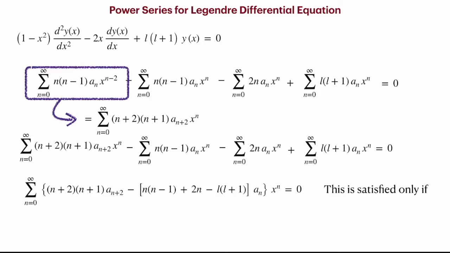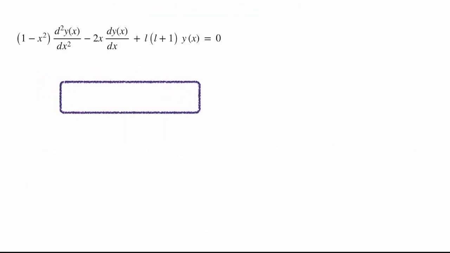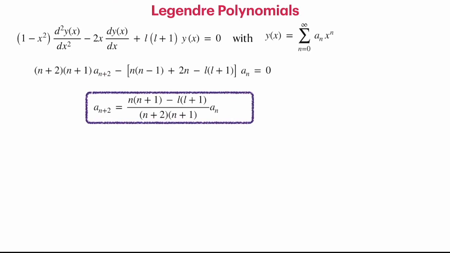So this equation is satisfied if and only if the coefficient of x to the power n is 0. So that is (n+2)(n+1) a_(n+2) minus n(n-1) plus 2n minus l(l+1) a_n is equal to 0. There is no x to the power n here. So this is essentially our recurrence relation, which connects coefficient n to n plus 2.